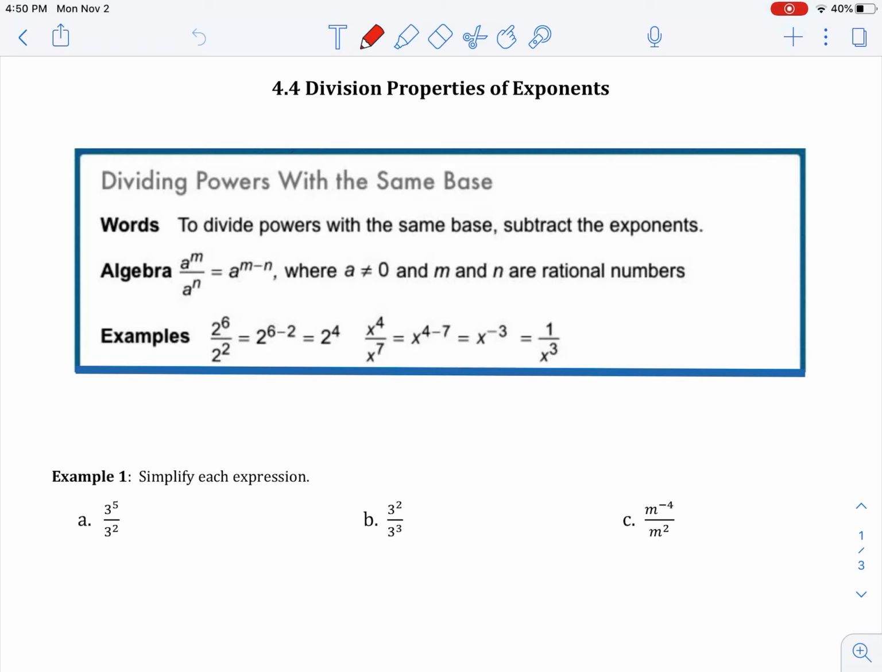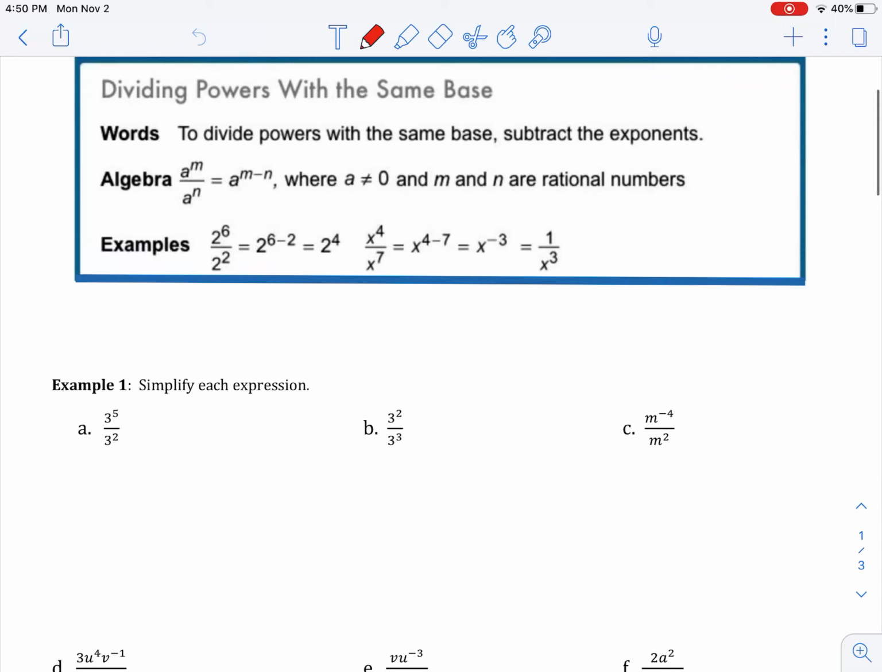Hopefully you remember that when we were multiplying powers with the same base, we added up the exponents. What we're going to do when we're dividing powers with the same base is subtract those exponents. If you look at the examples in the blue box, if you're dividing 2 to the 6th power by 2 to the 2nd power, you would subtract those exponents. You would take 6 minus 2 and you'd get 2 to the 4th power.